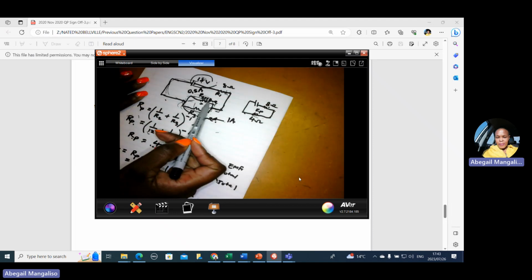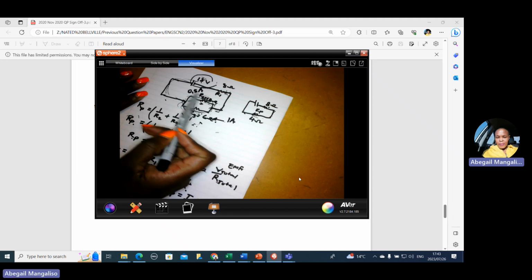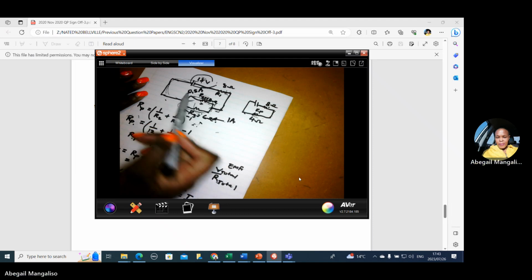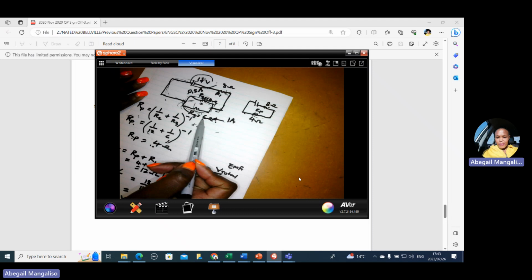You see, the bigger the resistance, if it's 12, there is less current. And if it's 6, it doubles. 6 is half of 12. So also the current is double of that.